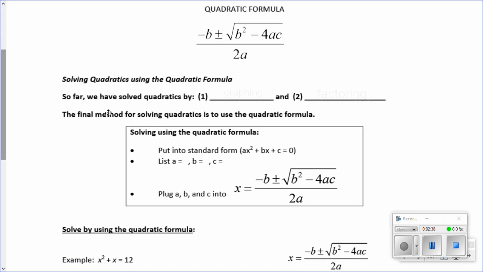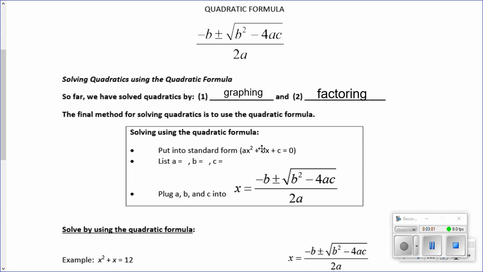So, let's talk about solving quadratics using the quadratic formula. So far we've solved quadratics by graphing and by factoring, like I said. The last method we're going to do is using the quadratic formula. So this is how you do it. You're going to put your quadratic in standard form. That is key, standard form. So you're typically going to have it equal 0. If it equals y, that's fine. That's still standard form. Either y or 0 is what you want.